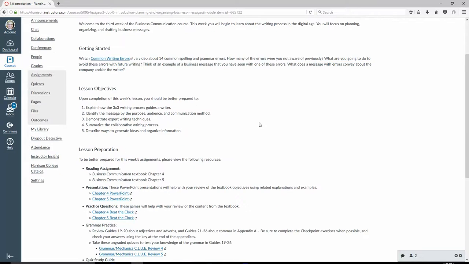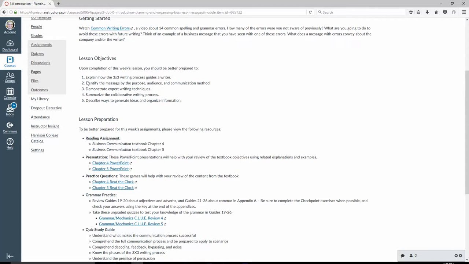Okay, the objectives for this week is explain how the 3x3 writing process guides a writer, identify the message by the purpose, the audience, which is who you're writing it for. You're not writing it for you, you're writing it for the people that are going to be reading it, and the communication method. Demonstrate expert writing techniques, and then summarize the collaborative writing process. And fifth, describe ways to generate ideas and organize information.